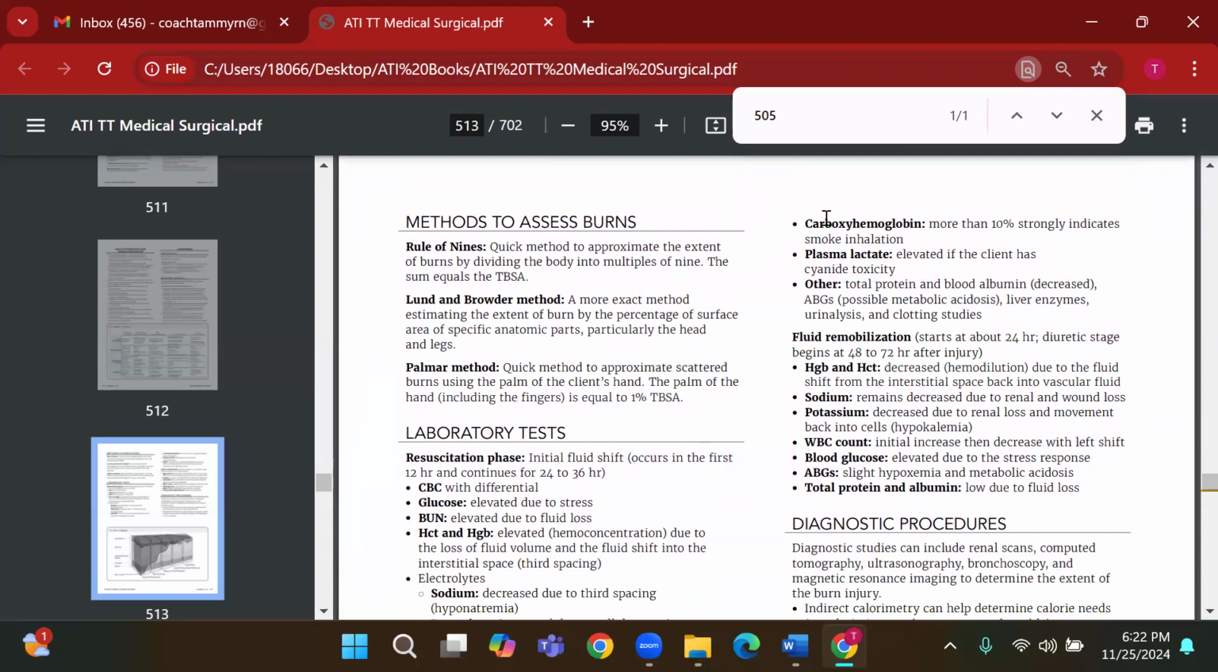Now, a little bit ago, I said carboxyhemoglobin. Here's the word right there.